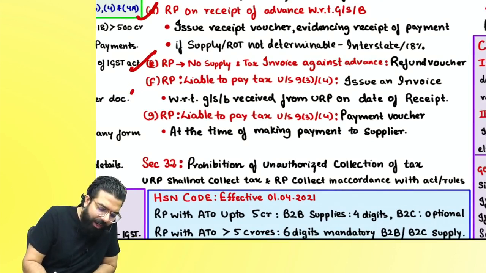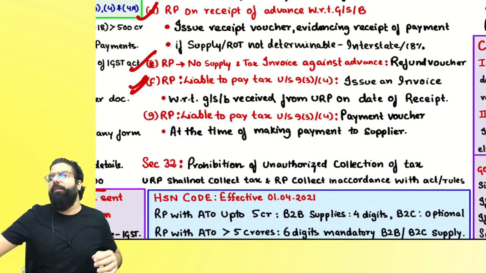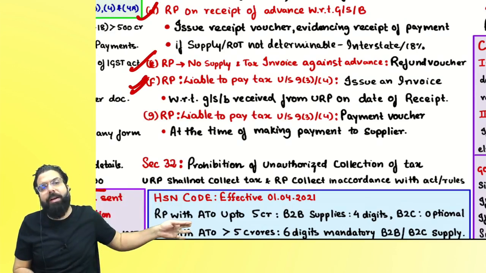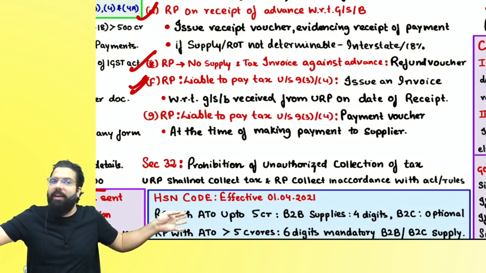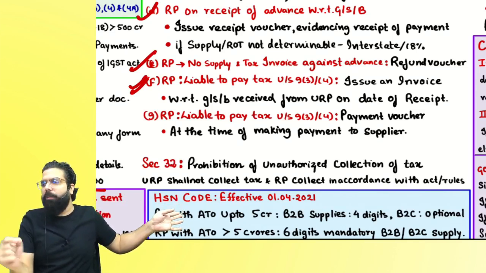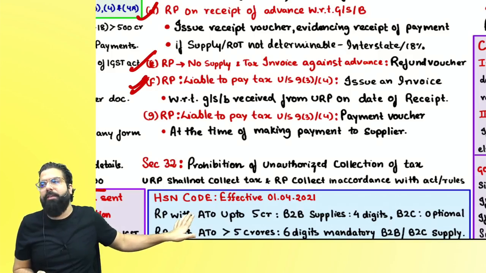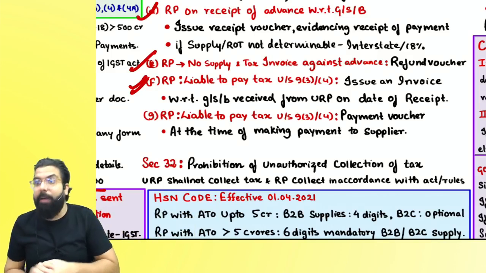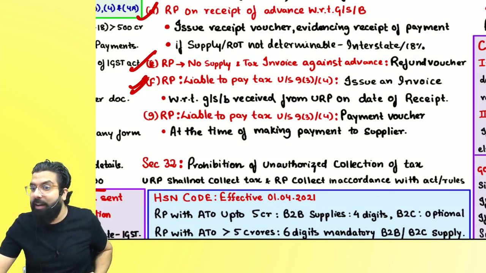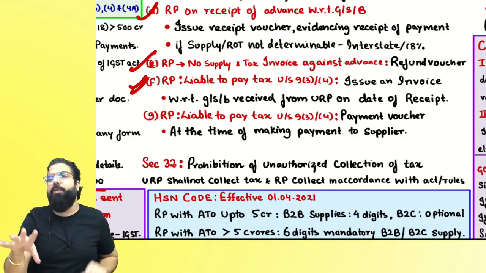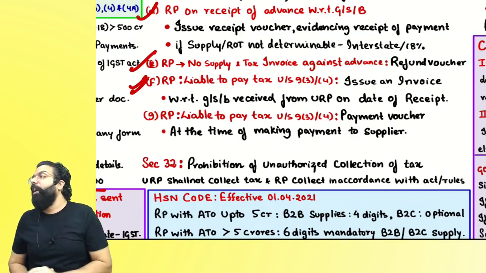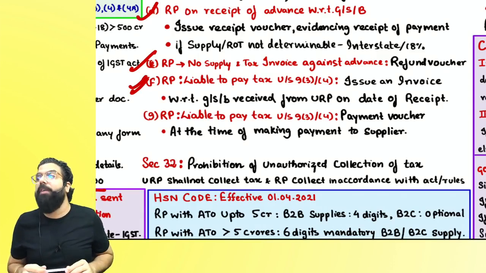Then 31(3)(f) says, if one person has supplied you some supply on which you are liable to pay the tax under RCM, and the person is a registered person, he will give you a tax invoice. In the tax invoice, he will write tax payable under RCM. You just have to pay the tax under RCM. But if you have received supplies on which tax is payable under RCM and the supplier is unregistered, he will not give you a tax invoice. In that scenario, clause (f) of 31(3) says you should raise a tax invoice yourself.